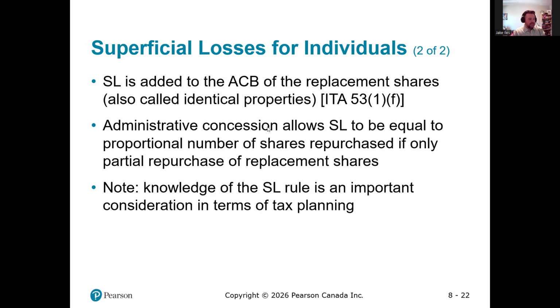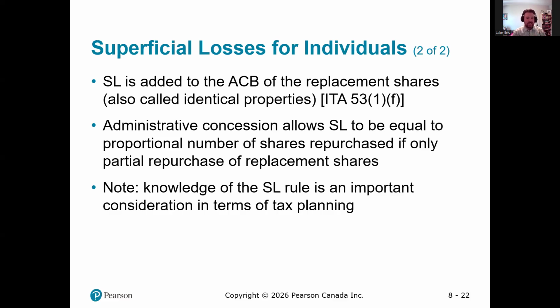So the administrative concession allows the superficial loss to be equal to the proportion of the number of shares repurchased. So let's say I had 10 shares that I sold, but I only bought back six. They'll say, okay, well, then those six shares you repurchased will have their cost added back to where they were. So this add back to cost is the same as the reduction of the capital loss. So we are not recognizing the loss since it's not affecting your taxes, it's going back to your cost base and will reduce any future gain the same as your cost base originally was.